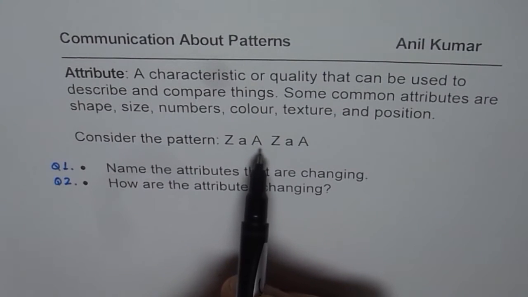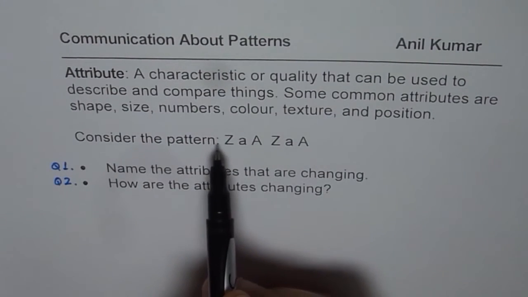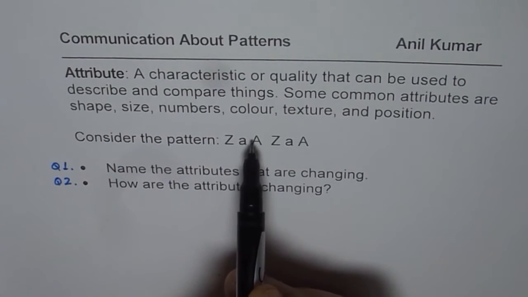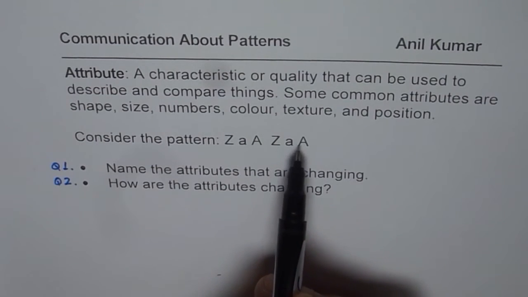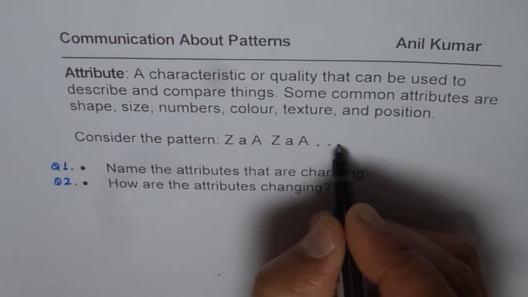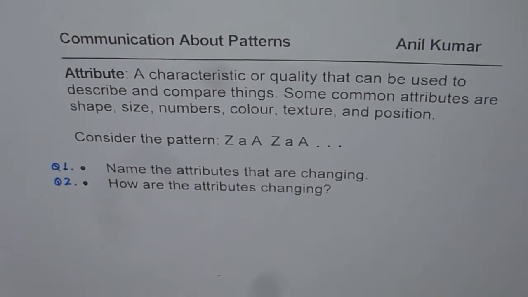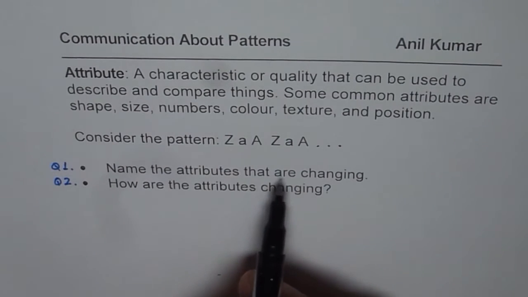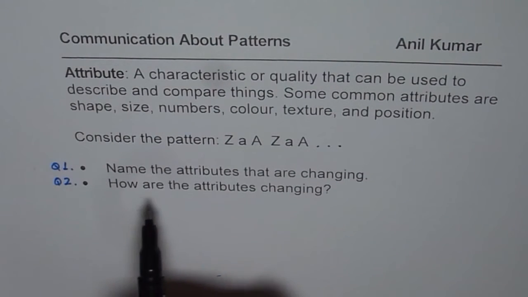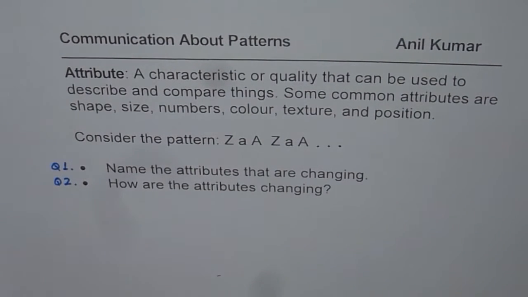We have a pattern for you. Consider the pattern capital Z, small a, capital A, capital Z, small a, capital A, and so on. Now in this exercise, we'll try to describe this pattern. So this pattern has letters in them. Now the question for you is, name the attributes that are changing, and then how are the attributes changing.